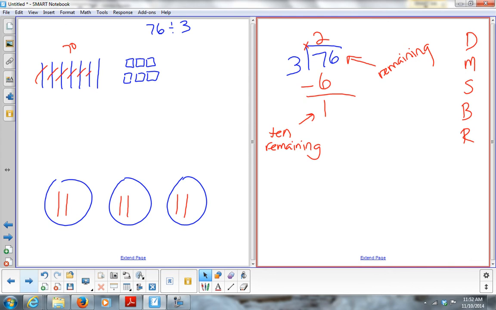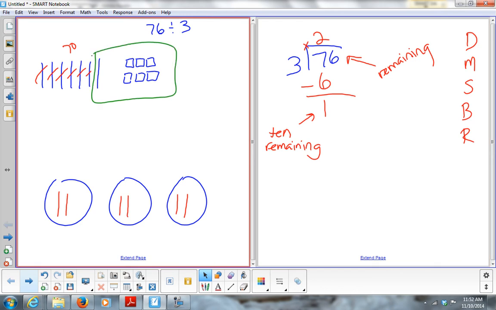Okay, so I've got 1 10 remaining and 6 1s. So now I got to break up these that are remaining into the 3 circles. So I'm going to bring down, follow my division model, bring this down. So now I have 16 ones, correct? Because if I break this apart right here, I'm going to have 10 of these. 10 plus 6 is 16. Okay, now I got to figure out how can I break that 16 up into the 3 groups?